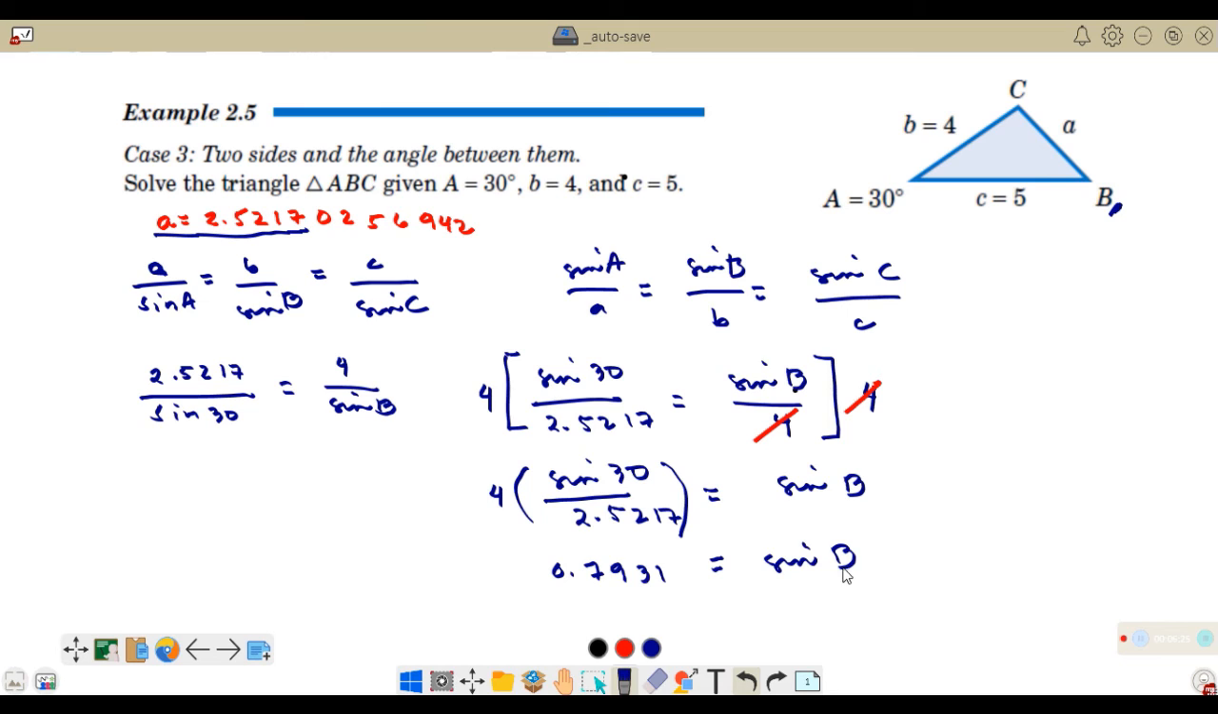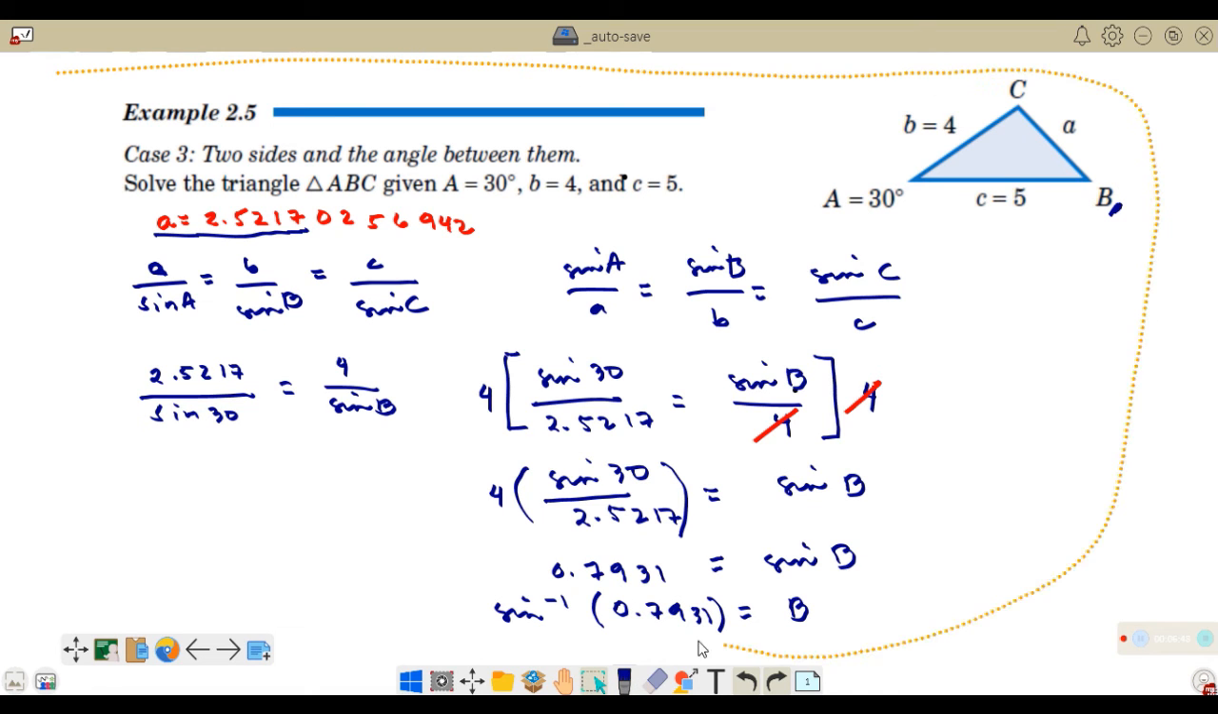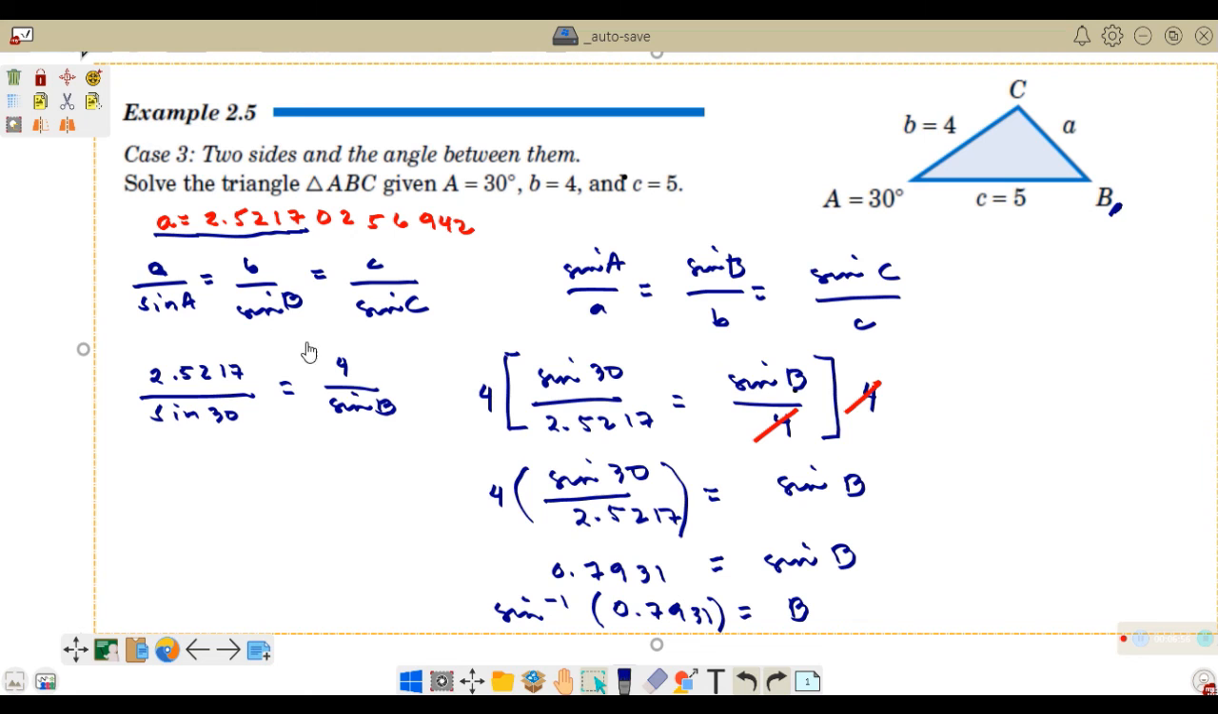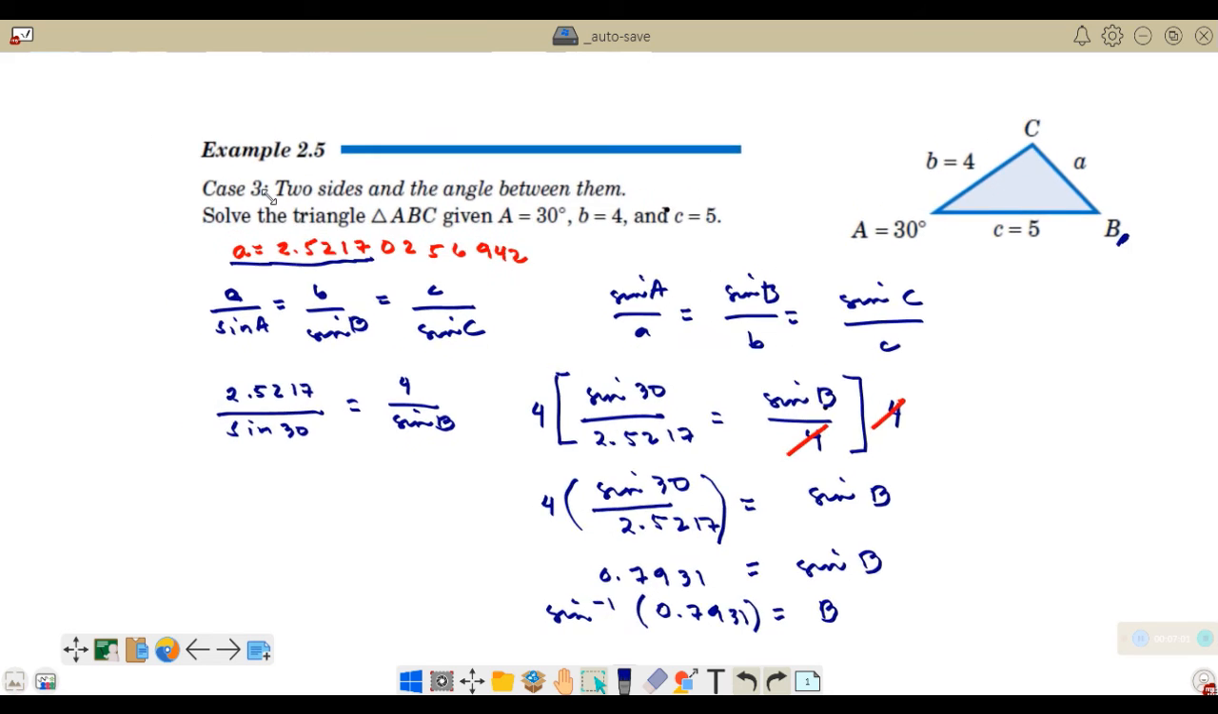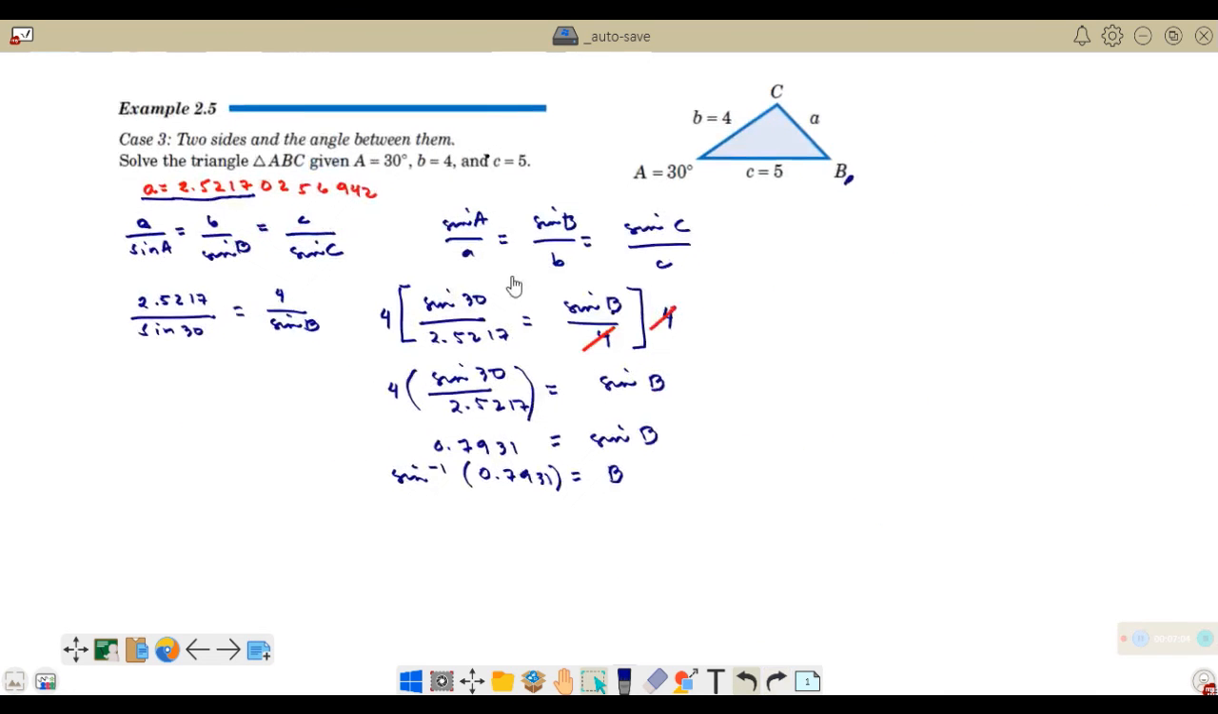How are we going to get the value of B? We will use the function arcsine. So, let's remove the sine here by using the function arcsine. 0.7931 is equal to B. So, we ran out of space. I will just move a little and make it smaller. There. It is still visible, right?